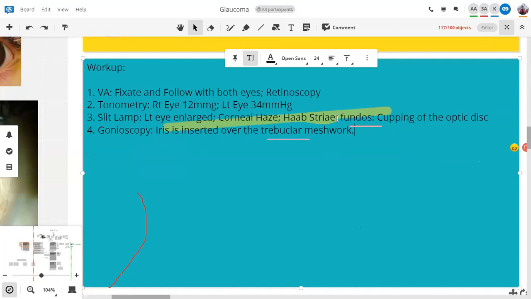One more finding. Is there any other examination we need to do, or should we move towards investigation? I think we've done all the examinations. So what are the investigations which we need to do in this case? Which investigation can we use to measure the length of the eyeball?